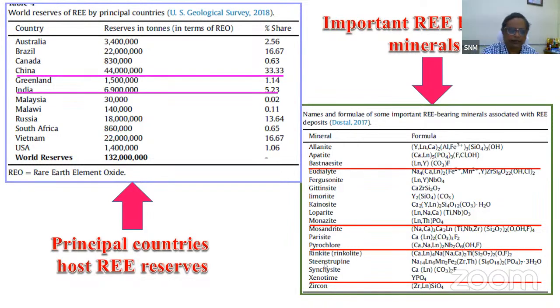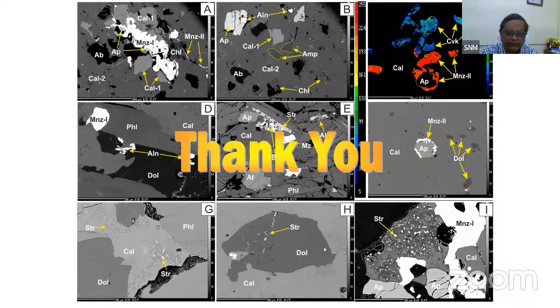This is not very important for today's talk. The table on the right side shows the different REE minerals and their formulas, like allanite, apatite, bastnasite. These are very important for any REE deposit. Carbonatites are normally associated with bastnasite, apatite, and one more thing is that fluorite may be there. Fluorides are also very rich in REE. This kind of mineralogy leads to pyrochlore. Pyrochlore is another important mineral. These are all very important REE bearing minerals that are associated with the carbonatites.